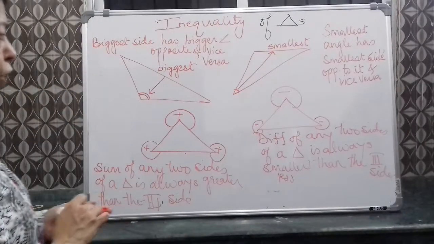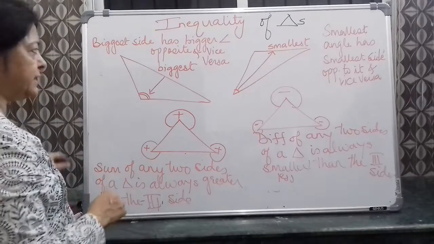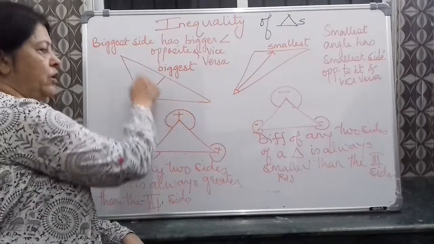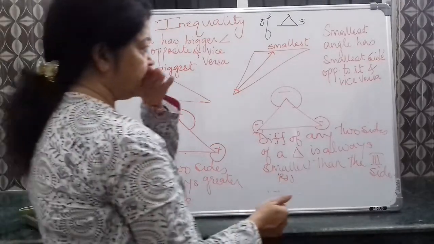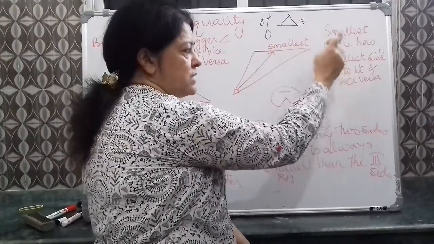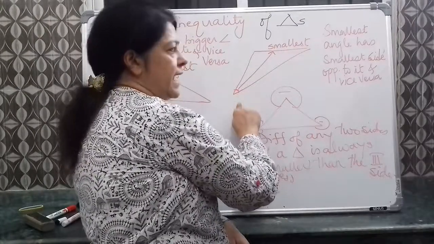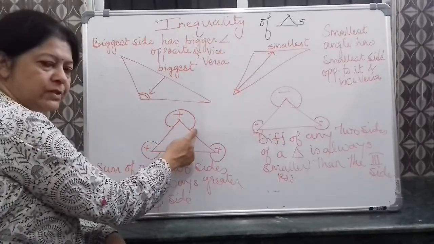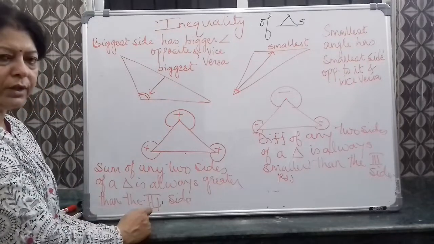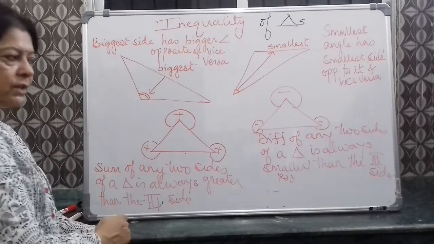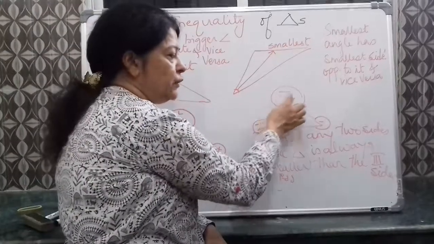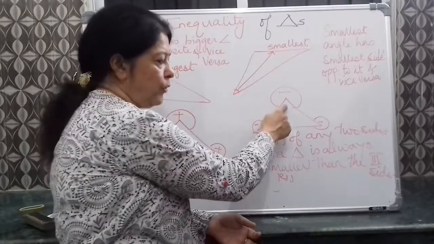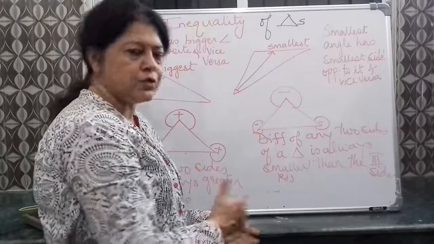Okay, so these are the four properties of inequalities of triangle, and that is the biggest side will always have the biggest angle opposite to it. The smallest side will always have the smallest angle opposite to it. The smallest angle will always have the smallest side opposite to it. The biggest angle will always have the biggest side opposite to it. If you add any two sides of a triangle, the sum that you get will always be greater than the third side. And if you subtract any two sides of a triangle, then the difference that you get will always be less than the third side. So that's all for today.